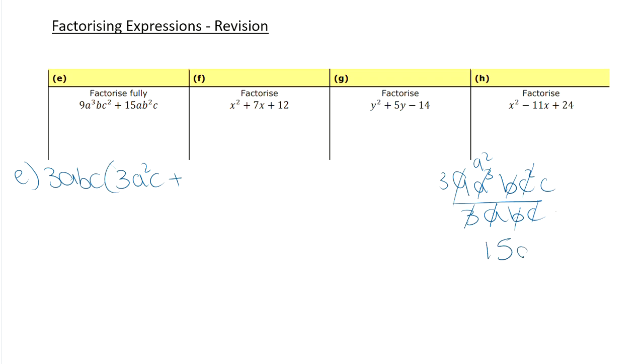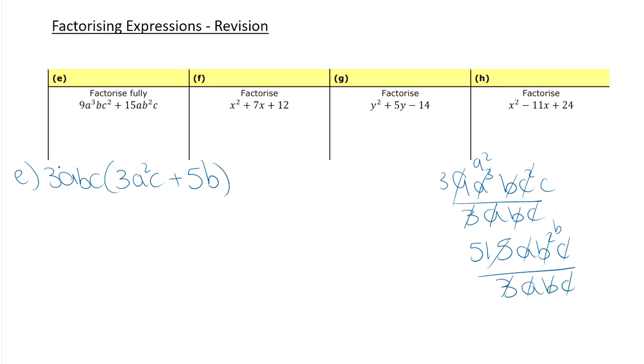So 15ab squared c divided by 3abc. 3 goes into 15 5 times. So this is going to be 5. The a's will cancel, and we have just one b, and the c's will cancel. So that's just going to be 5b.